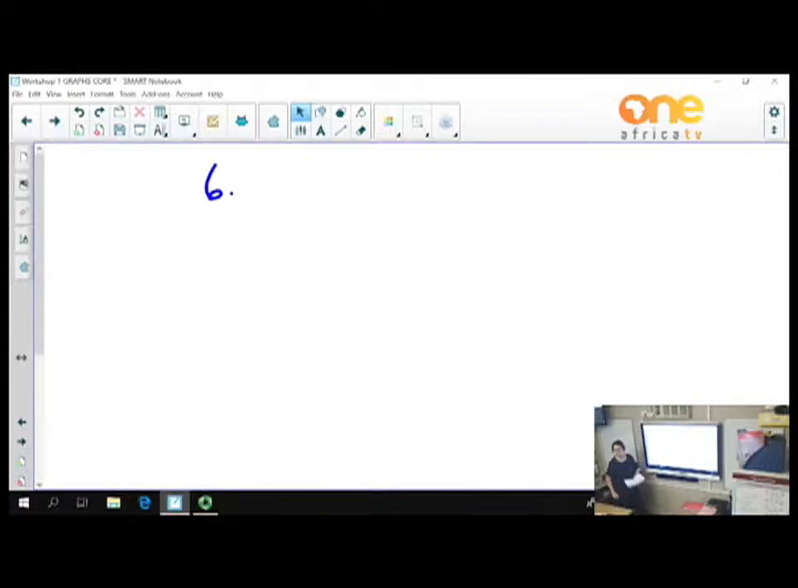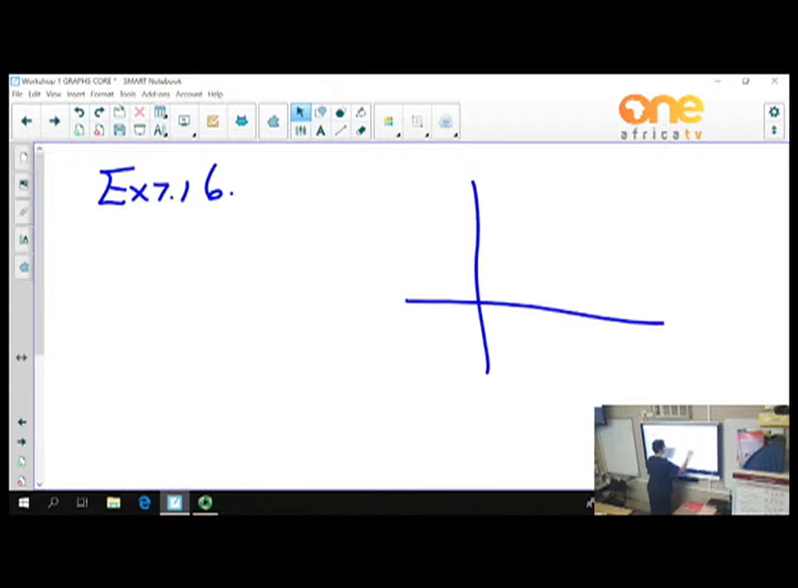So this is then the revision exercise, exercise 7.1, and we're answering the questions starting at number 6. There you've got the picture, the line y is equal to 4. There's no gradient, and it meets the line 2x plus y is equal to 8 at the point A. Find the coordinates of A.